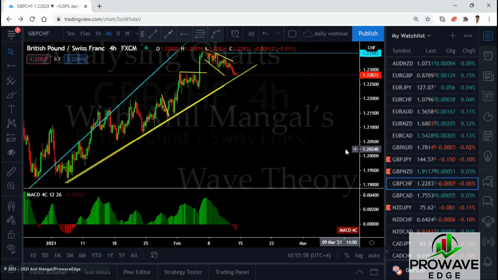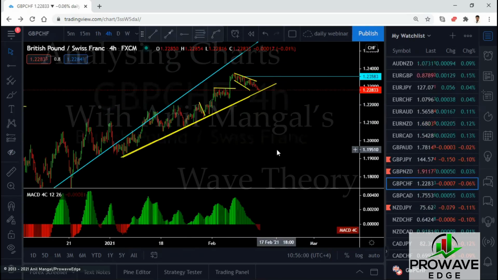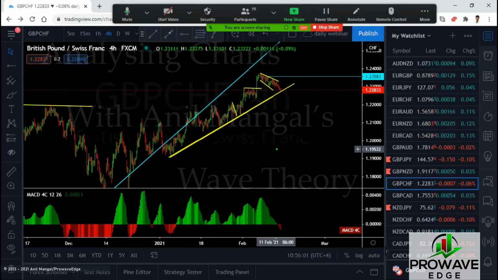Pound Swiss, that's a better one than the Pound Yen, by the way. Pound Swiss might go back one more. I think there's a good chance this is going to go up one more here. Break this top, and then we'll look for downside again. It's not an impulsive move to the downside, so there's a higher probability for one upside here.